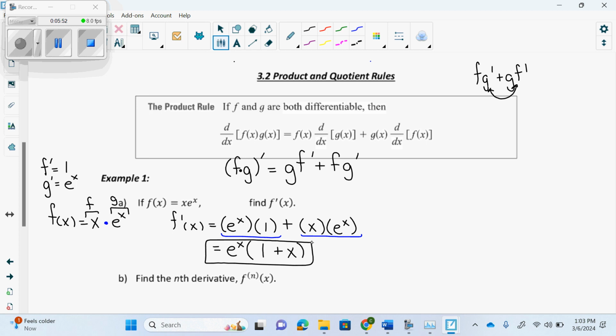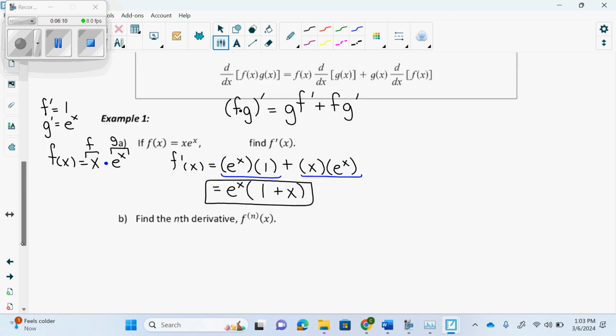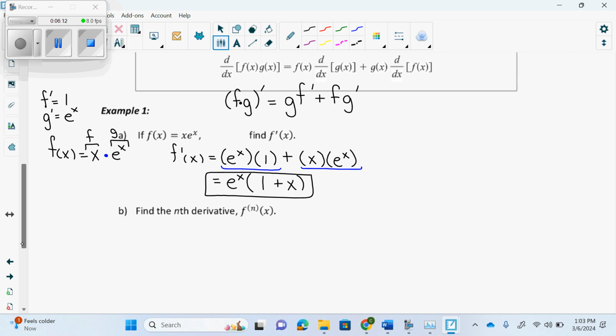Okay? The other thing to note is that when we start doing more intense, not power rule and e to the x, our derivatives, our f and our g prime are going to get harder. That's where it's going to get hard. The product rule itself is not hard. It's finding the derivative of the other things that sometimes is hard. And reducing it. So we want the nth derivative. So f to the n.